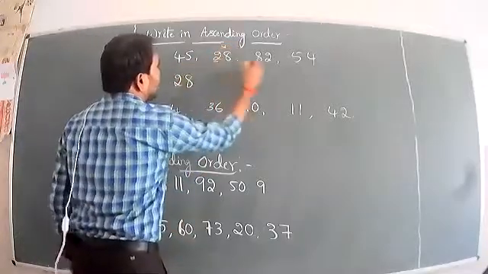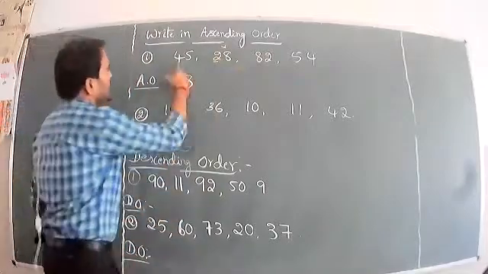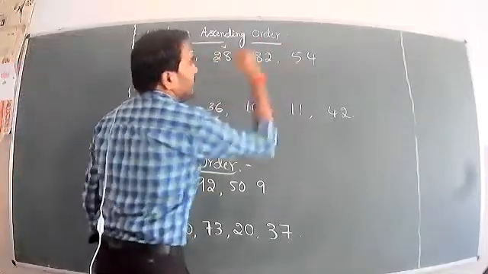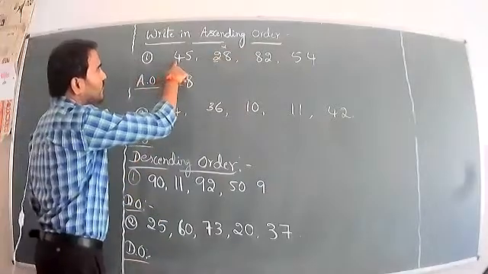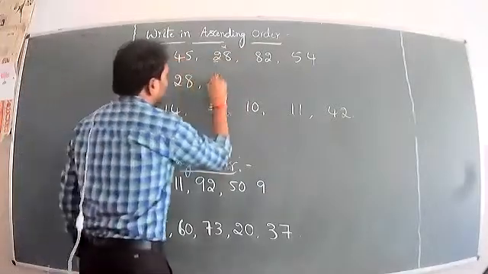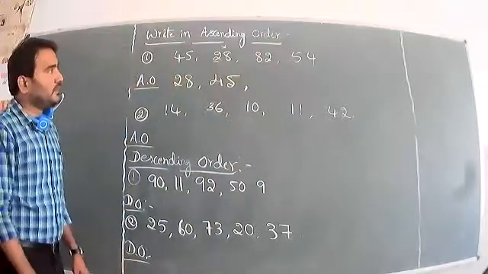Now go for the remaining 3 numbers. Which number is smaller? First compare. Here 4, here 8, here 5. Which is smaller? Here 4 is smaller. So the tens value 4 is smaller. So what is the number? 45.